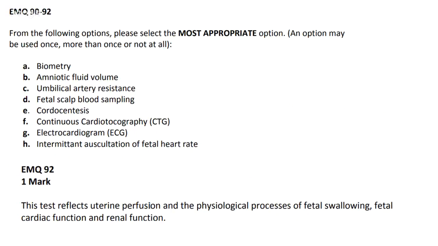Okay. All right. So this test reflects uterine perfusion and the physiological process of fetal swallowing, cardiac function, and renal function. Let's go through this first of all. What's biometry? So this is ultrasound. So this is measuring things like the crown rump length, the fibula length and femur length, the head circumference, abdominal, etc., etc. You get what I mean. That's what biometry refers to.